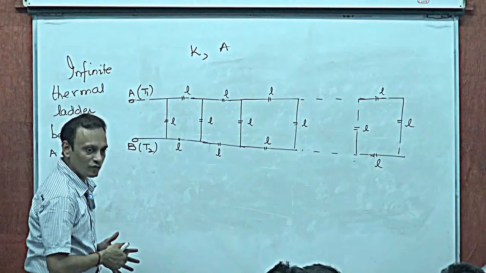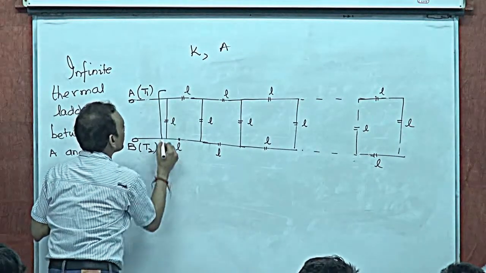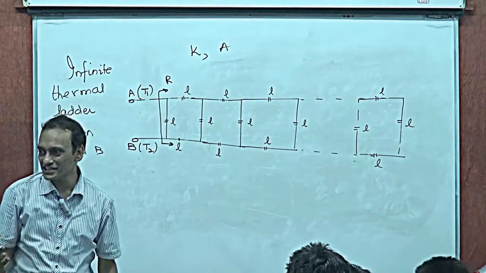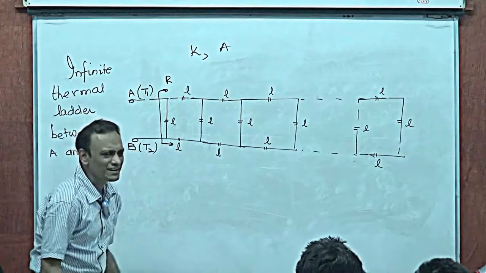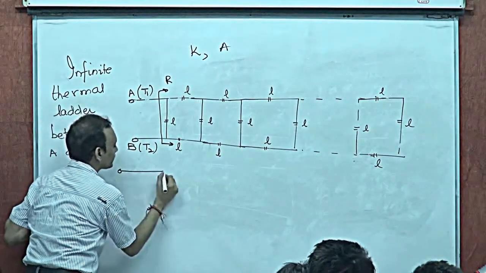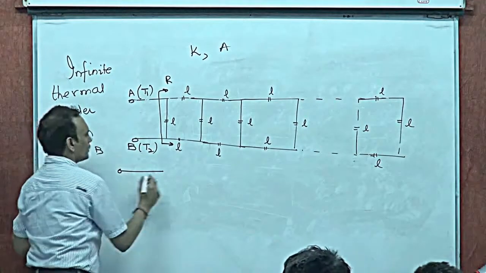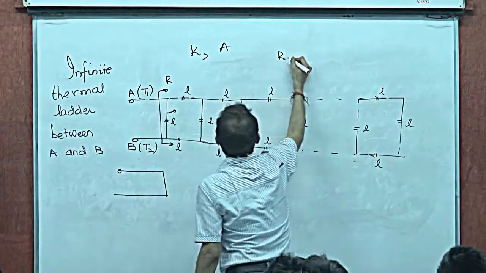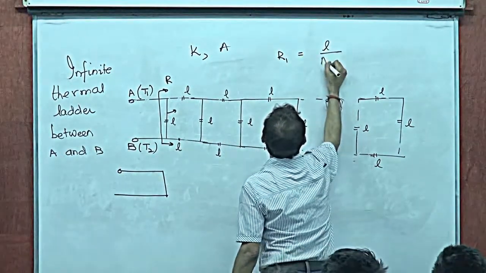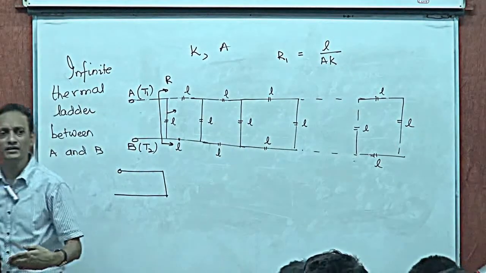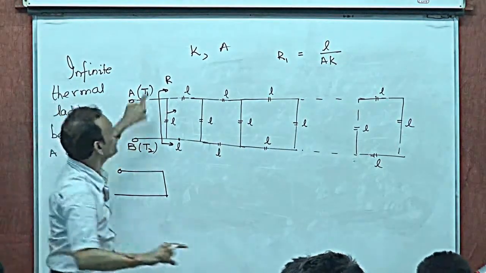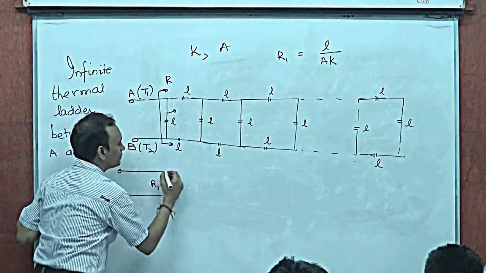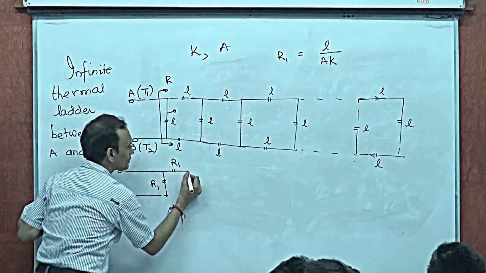Now, essentially what I then want to do is, across A and B, find the thermal resistance. Let me assume it's R. Each one of these rods, each of the constituent elements, will have thermal resistance L by AK. So this is R1, this is R1.